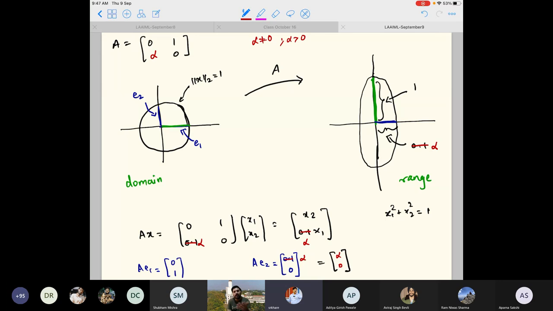You see this game, what is happening with this alpha and how the circle gets deformed and it gets into that ellipse. Do you see this game geometrically? Is there any doubt?